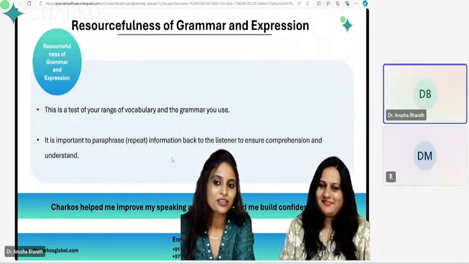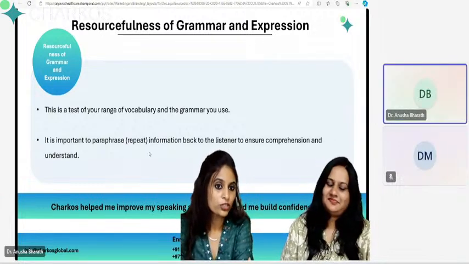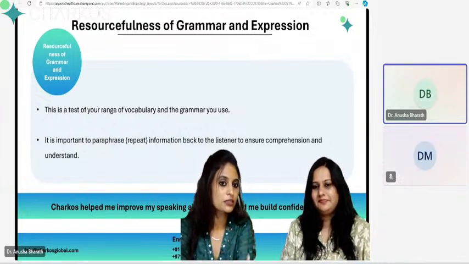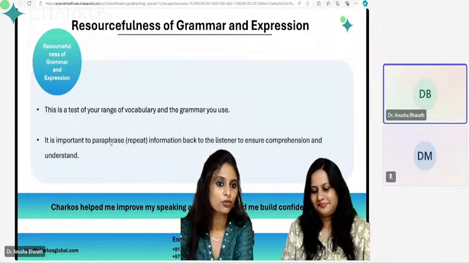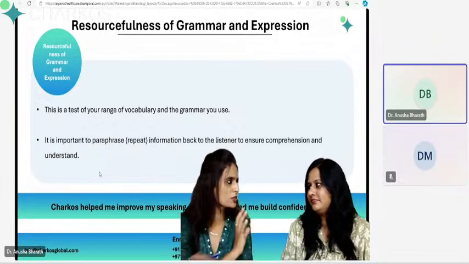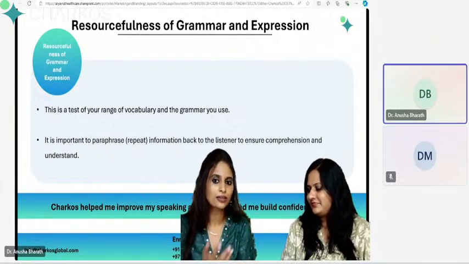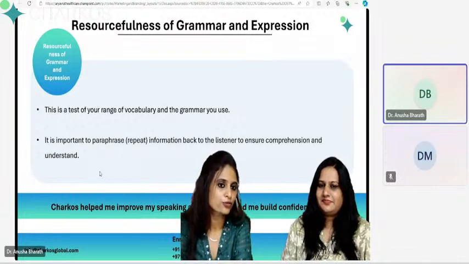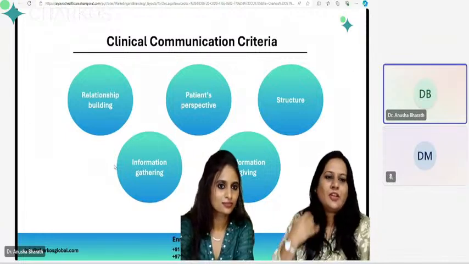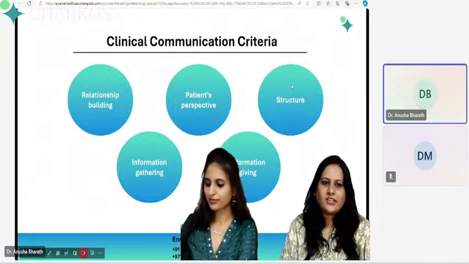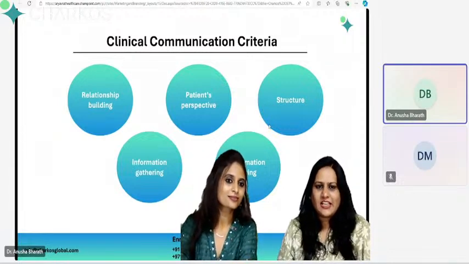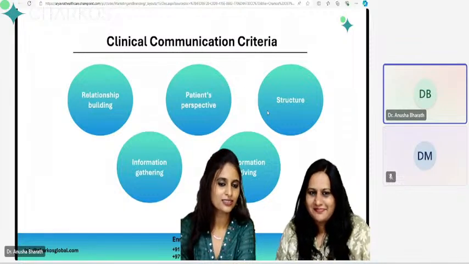Yes, correct. And as ma'am already said earlier, it is important to paraphrase and to repeat. You can do check out our previous session on speaking. You will understand why we are stressing that. At the later part of the conversation, once you've completed everything, you can repeat a few points from the conversation. So the clinical communication criteria deals with relationship building, patient's perspective, information gathering, and information giving.